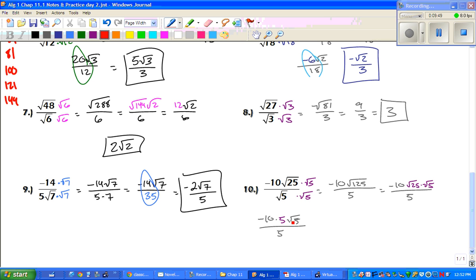You might be like, well, Mr. Grice, look at 5 and 5, those cancel right away. Yeah, you can do that, okay? But even if you don't, you would get negative 50 by multiplying those out, root 5 over 5, and then you would reduce that, and then, yeah, you get negative 10 root 5.